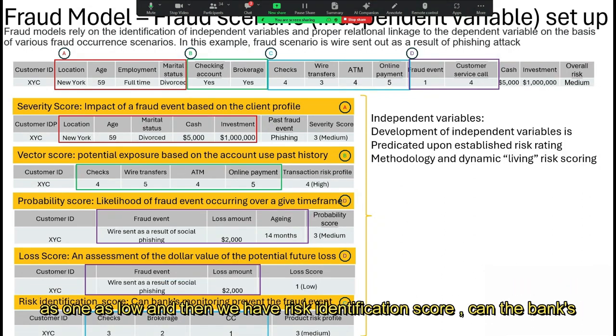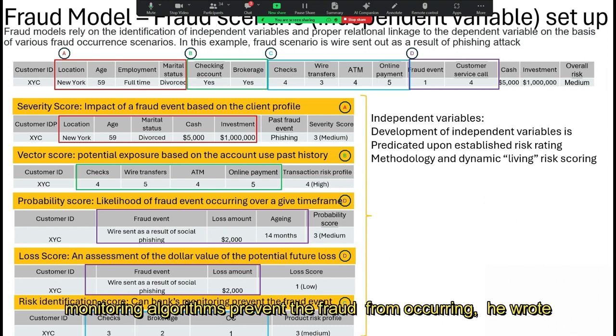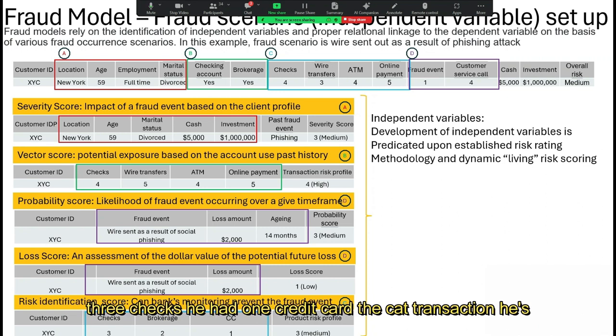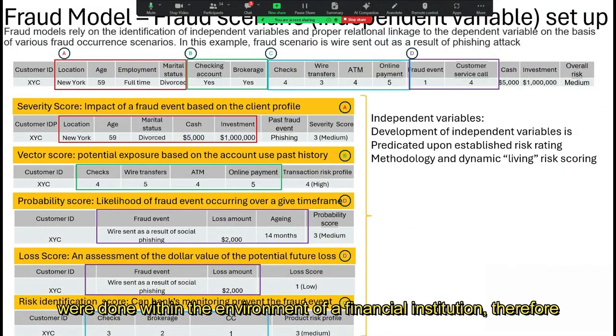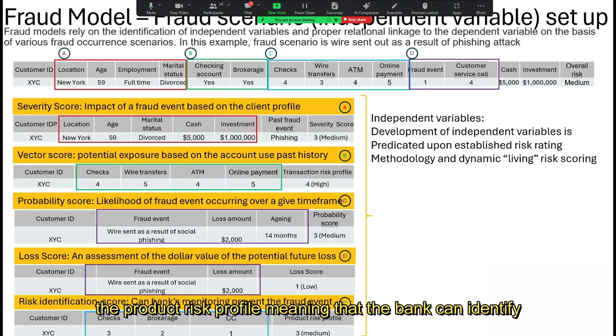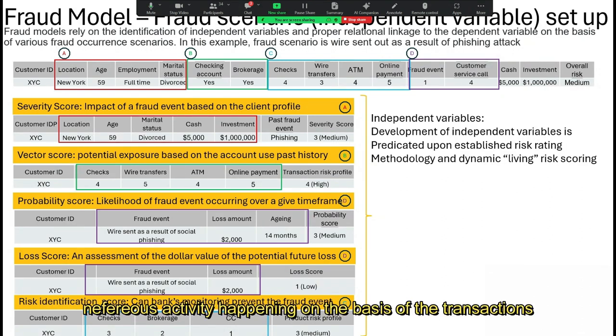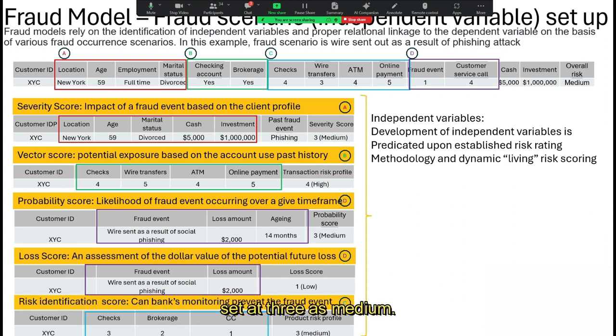And then we have risk identification score. Can the bank monitoring algorithms prevent this fraud from occurring? He wrote 3 checks. He had 1 credit card transaction. He's got 2 brokerage transaction accounts. All these were done within the environment of a financial institution. Therefore, the product risk profile, meaning that the bank can identify nefarious activity happening on the basis of the transactions, is set at 3, medium.